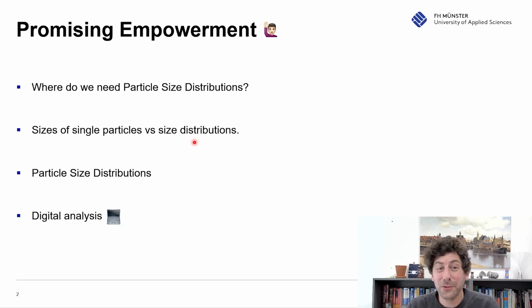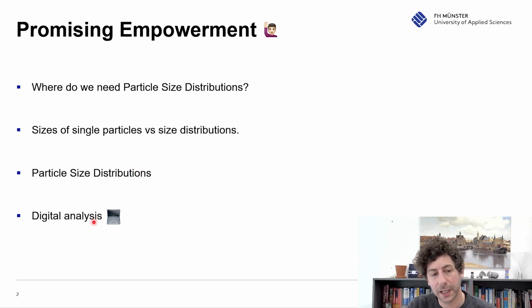So the question is, where do we need particle size distributions? In the last video I already gave some examples about the importance of particle sizes, and I again want to start with some new examples. And then I want to show why size distributions are important in comparison to the size of single particles, as we learned in the last video. And then, when we hopefully learned this, I would like to introduce the theory behind particle size distribution.